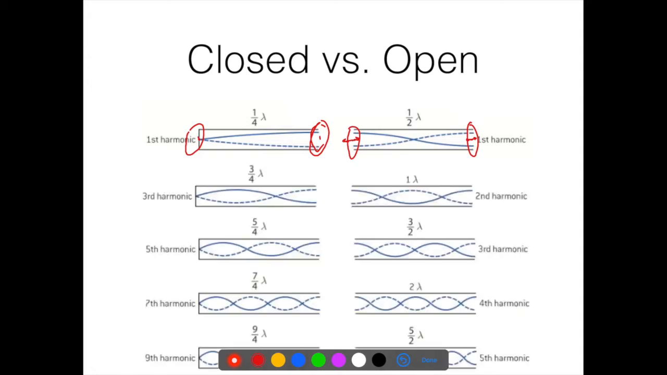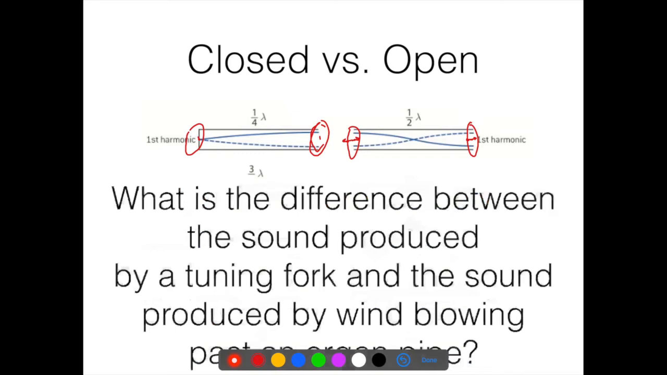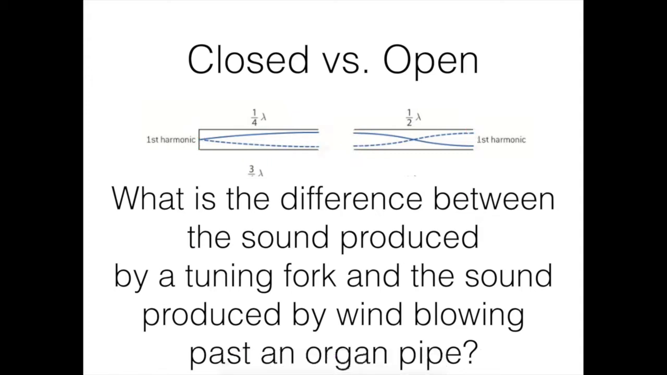That's what it talked about in the other video. I'm not going to go into that too much. But I do want to look at this question right here. What is the difference between the sound produced by a tuning fork and the sound produced by a wind blowing past an organ pipe? Because these are two different situations, both of which come up in IB exams quite often.